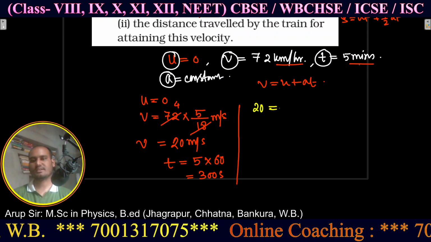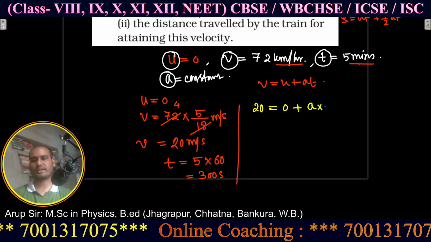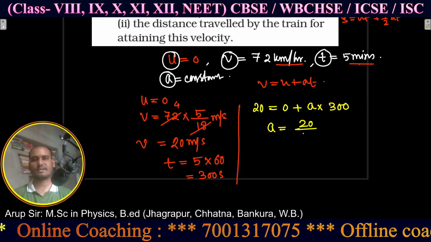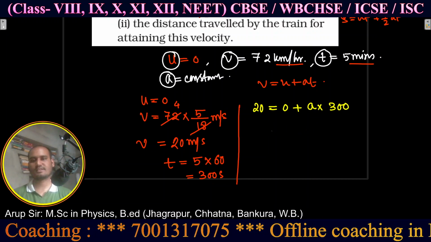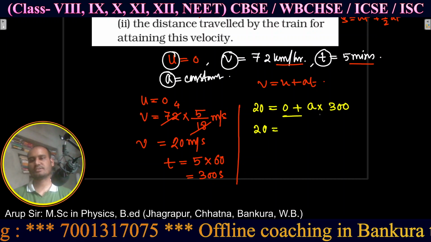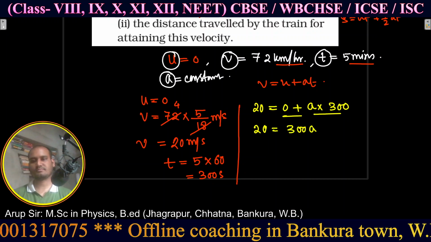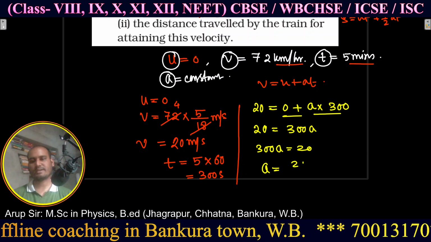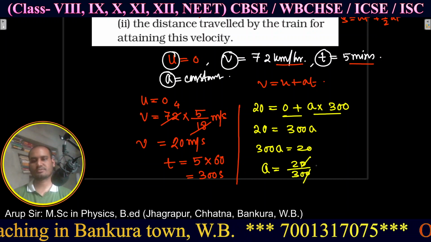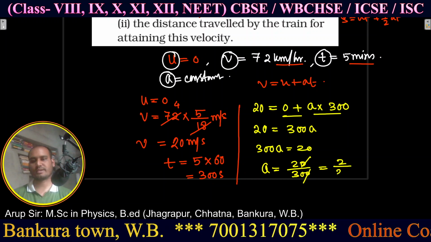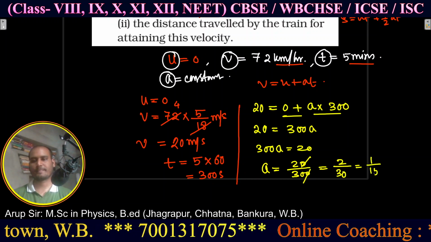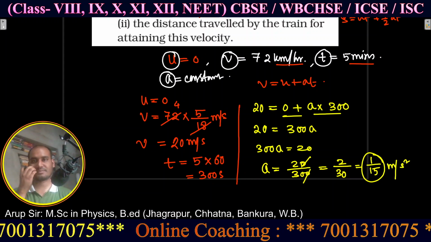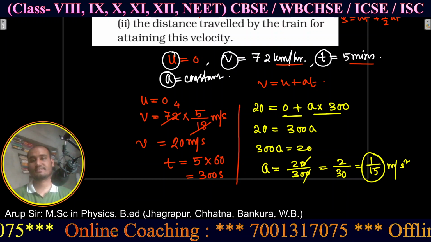20 meter per second. U is 0. A we have to find out, and T is 300. So A is how much? 20 by 300, right? 20 equals 0 plus 300 A, so 300 A is equal to 20. So A will be 20 by 300. If you cancel this, you will finally get 2 by 30, which means 1 by 15. So approximately this is the answer in meter per second square, the SI unit.